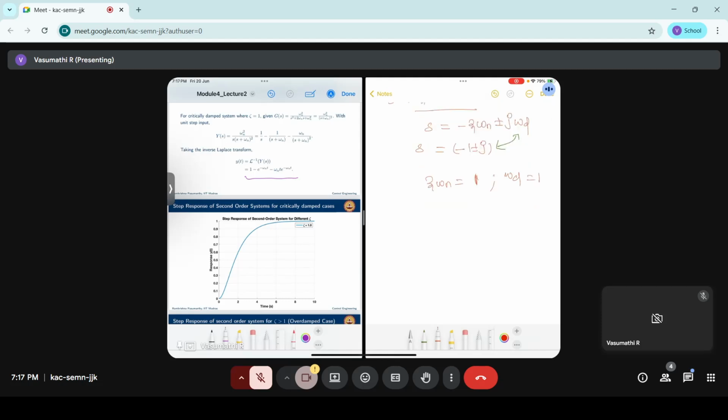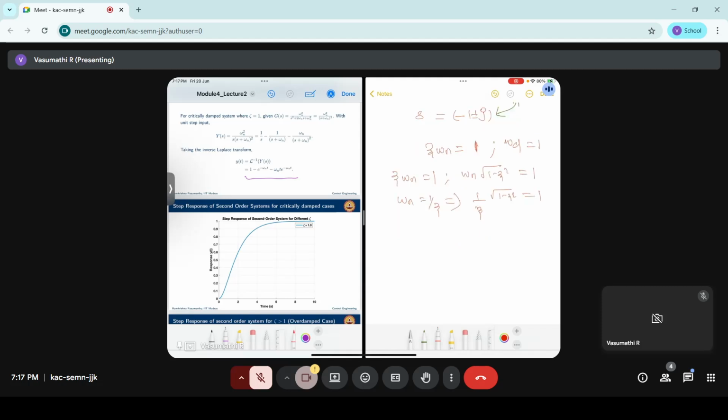So this will give you omega d. We know root of 1 minus zeta square is equal to 1, where zeta omega n is equal to 1. So if I multiply it inside, how can I solve this? Can I put omega n is equal to 1 by zeta and put it here, 1 by zeta into 1 minus zeta square equal to 1.